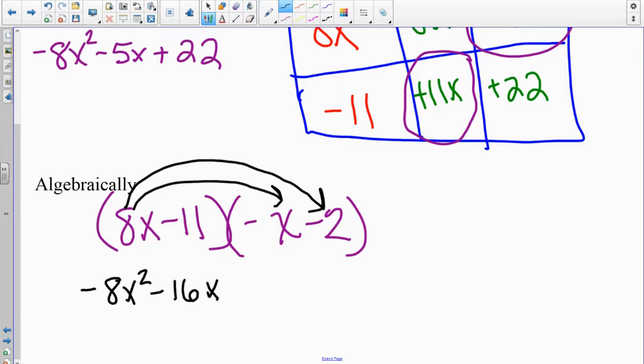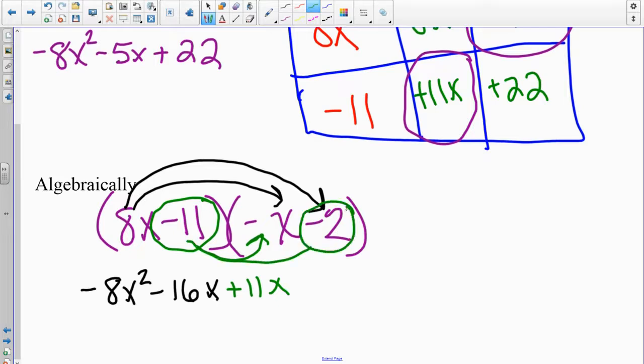Again, watch your signs. That's the thing that I see most students do wrong. If they get something wrong, it's that they don't watch their signs. They don't carry their signs with them. This one is a negative 11. Be careful with that. So we're going to take negative 11 times negative x, which will give you a positive 11x, and then that negative 11 times the negative 2 gives me a positive 22.